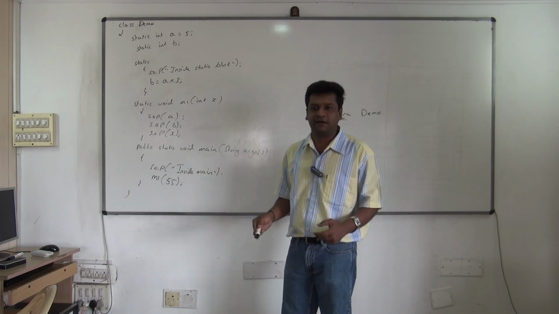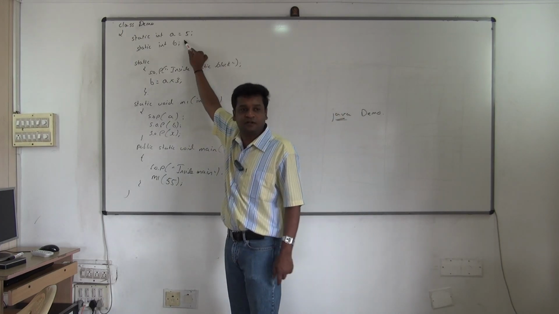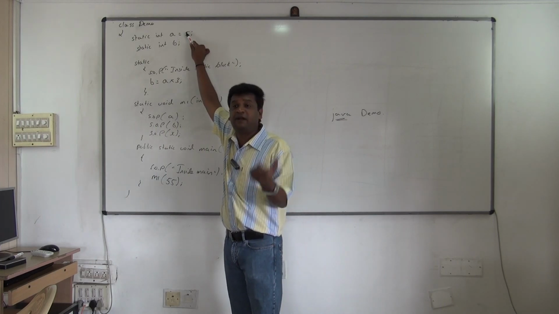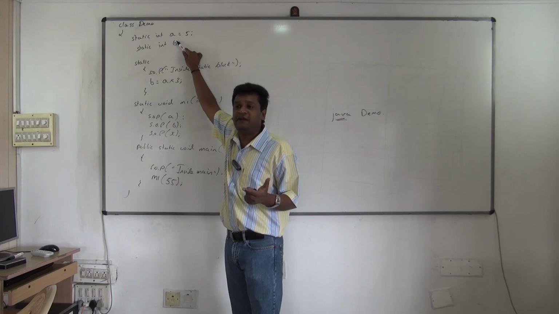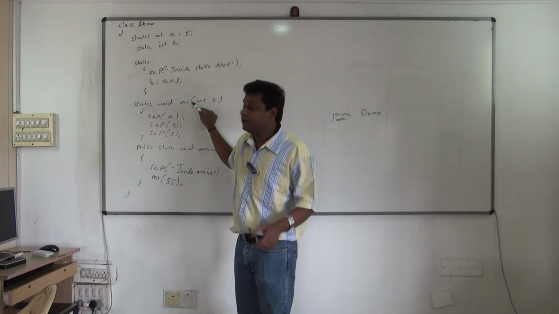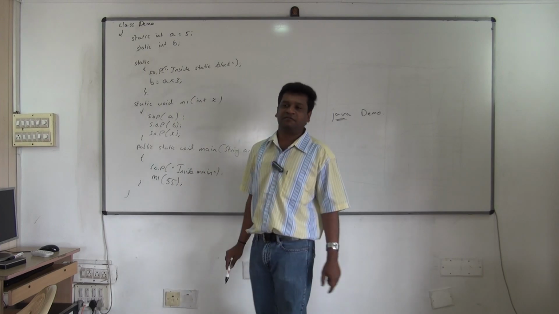I'm just making you understand. I could have given a value for B here also, but I'm just making you understand the concept. A was declared and initialized. B was also declared and initialized. But now the value is overwritten, where? In the static block. Then the main method starts off execution.